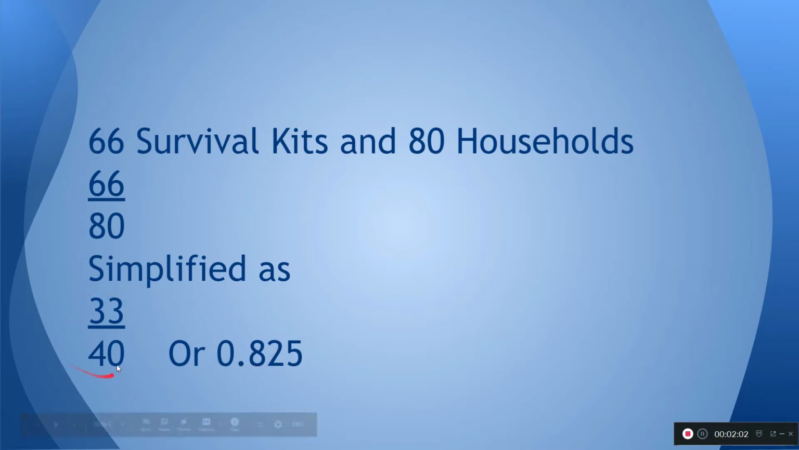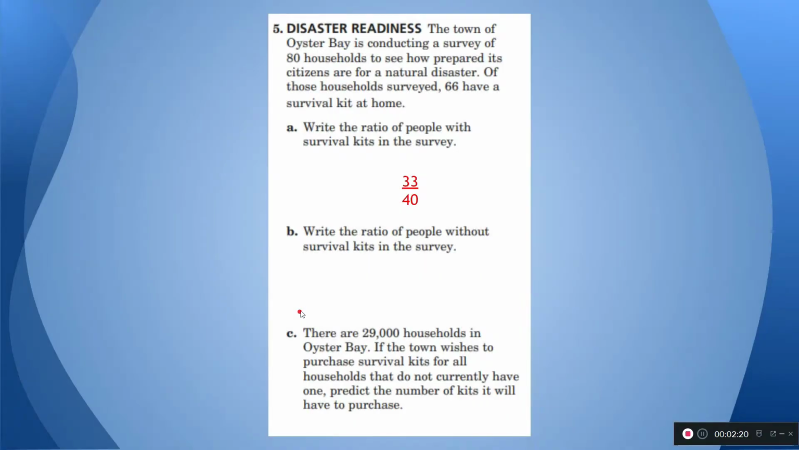Because we're working with cross products and cross multiplication in proportions, you're going to need to learn how to do it in a fraction like this, because we're going to be using these numbers later on. Doing it like this may get you an answer for one problem, but it's not going to help you down the line when you have to use that information later. So the correct answer for A is 33 over 40.